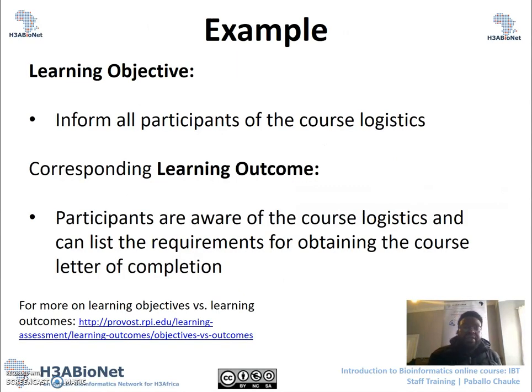An example of a learning objective is you inform, as a trainer, all participants of the course logistics, and the corresponding learning outcome of that objective is participants are aware of course logistics and can list the requirements for obtaining the course letter of completion. So they are related, although they're not the same thing. An objective should flow into an outcome.